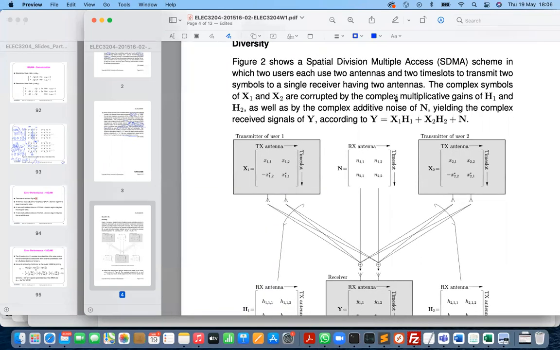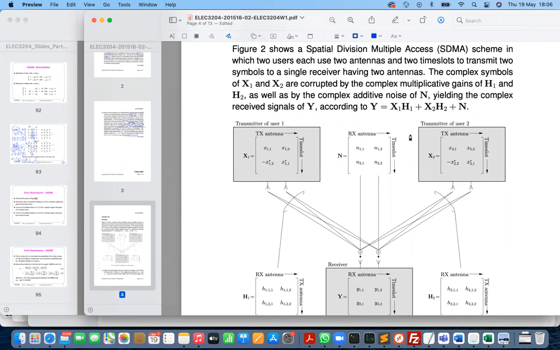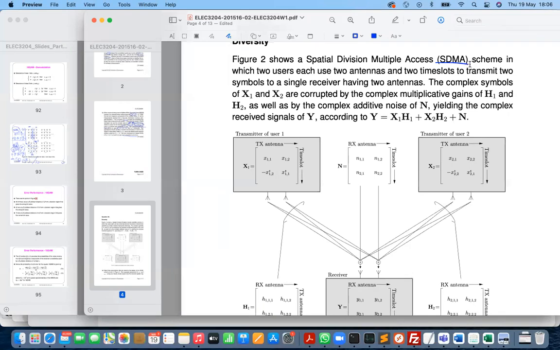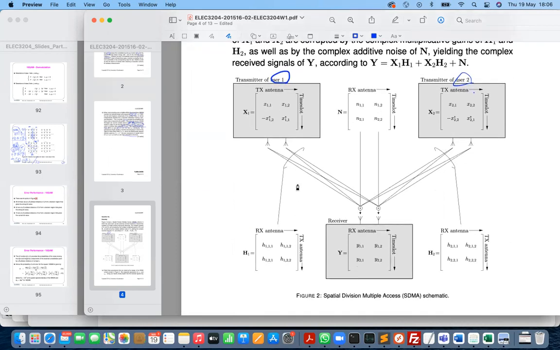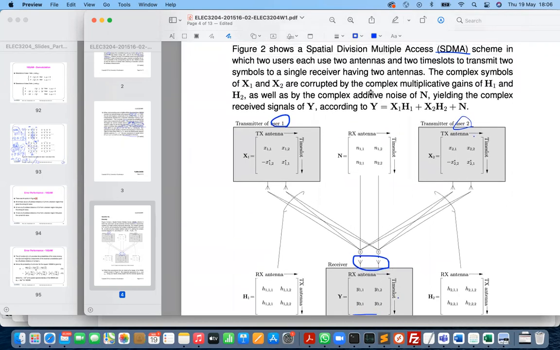We are looking at the exam paper for 2015 to 2016, the second question. First of all, this one looks a little bit complicated, but it's actually really easy because everything's ready for you. Basically, you have SDMA, you have two users, and then experience feeding channel, and at the receiver you have two receiver antennas, and during two time slots you receive all these signals. So the receive signal model can be written in this form.